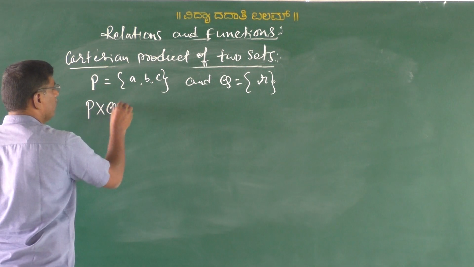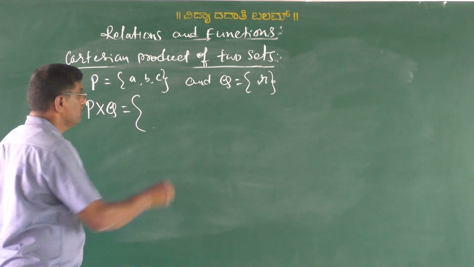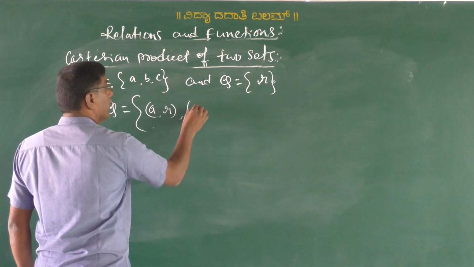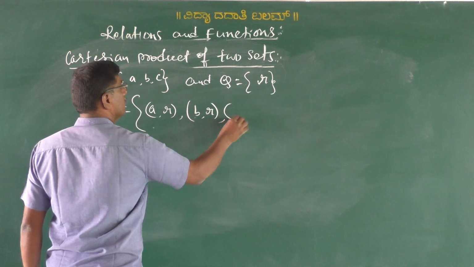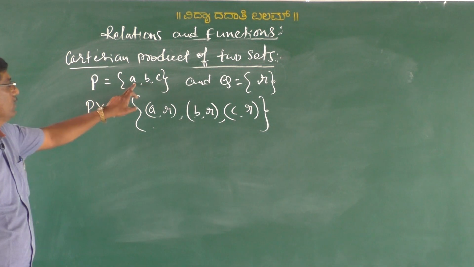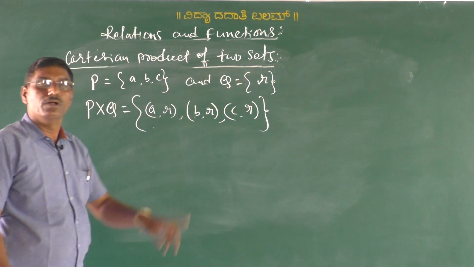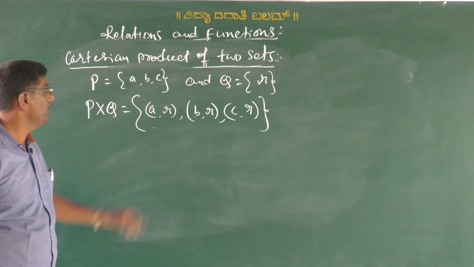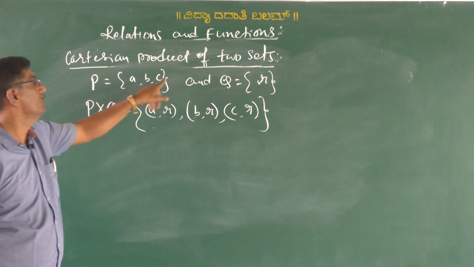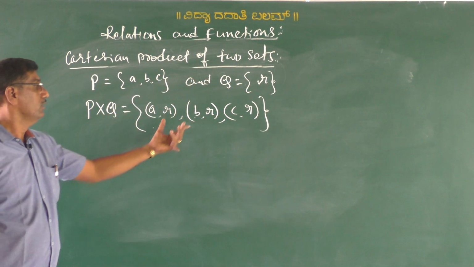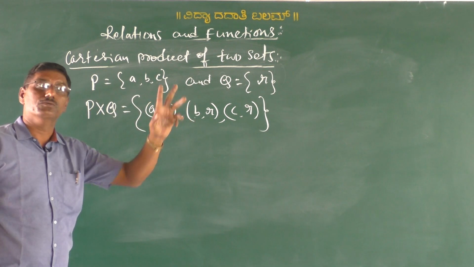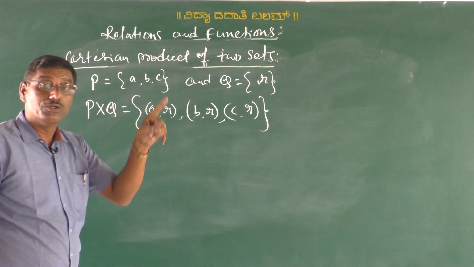P cross Q is equal to, we can write, the set of all ordered pairs: A comma R, am I correct? B comma R, am I correct? C comma R. These are the ordered pairs only. That is, A is related to R, isn't it? That is, B is formed with the ordered pair R, and also C. That means we get these three ordered pairs in P cross Q. Do you understand? In P cross Q.